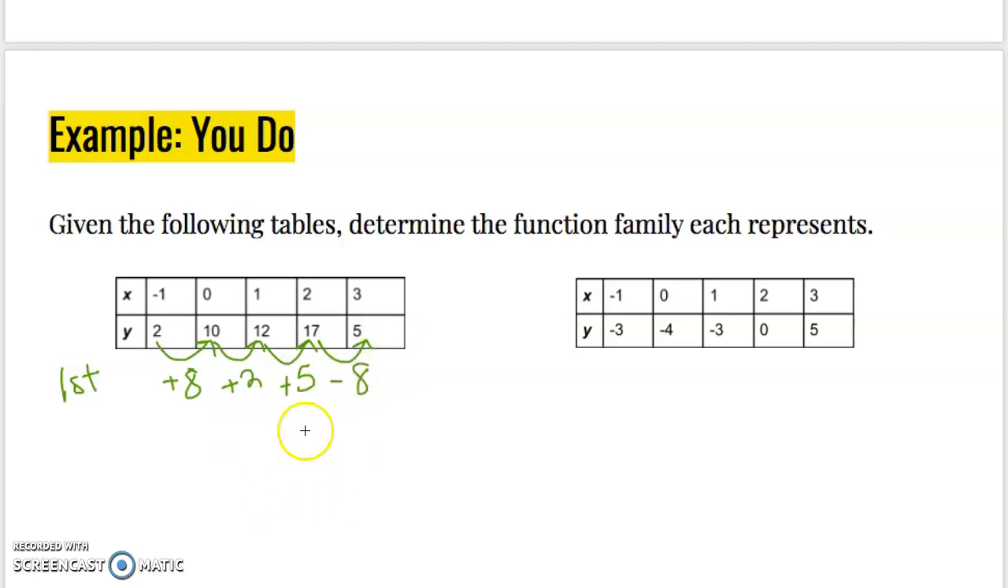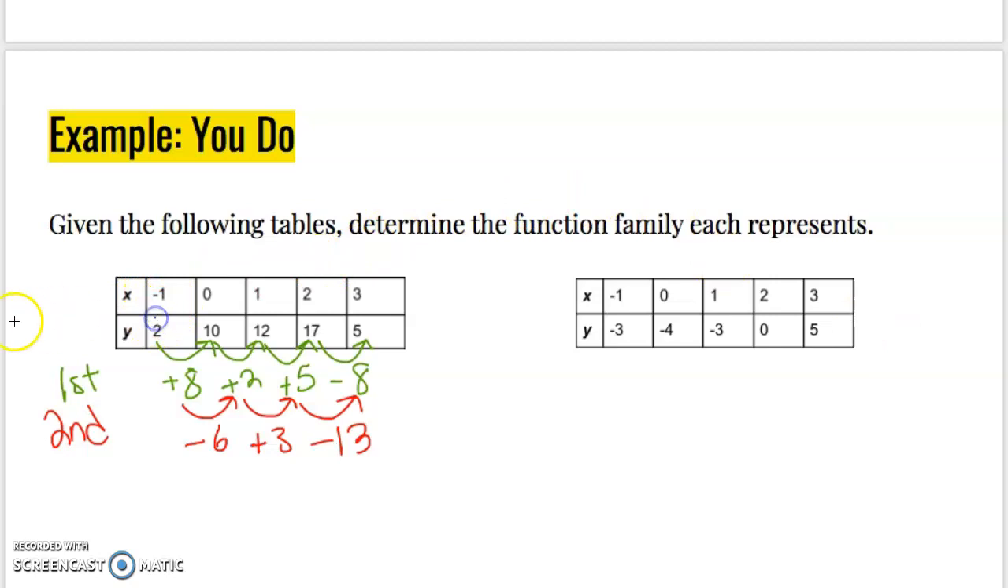Okay, so my first differences aren't the same at all. Let's go ahead and try my second differences. So 8 to 2 would be minus 6. 2 to 5 would be plus 3. And then 5 to negative 8 would be negative 13. I can do the math. We got there. All right. So first differences are not the same. Second differences are definitely not the same. And so the last one I have to check are my common ratios.